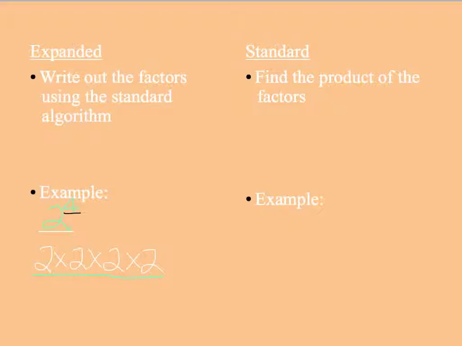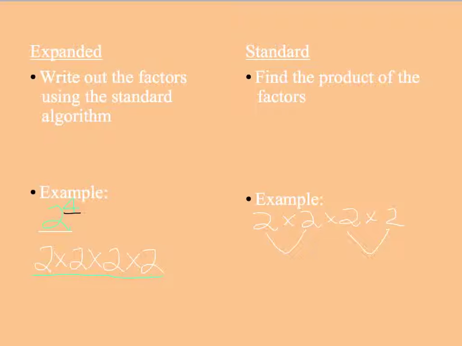The next form we're going to talk about is standard form. Now standard form is just when you find the product of the multiplication problem, so the product of expanded form. So let's take the same example, 2 times 2 times 2 times 2, 4 times. And we're going to find the product of this multiplication problem. I like to group these together because they make it a little bit easier.